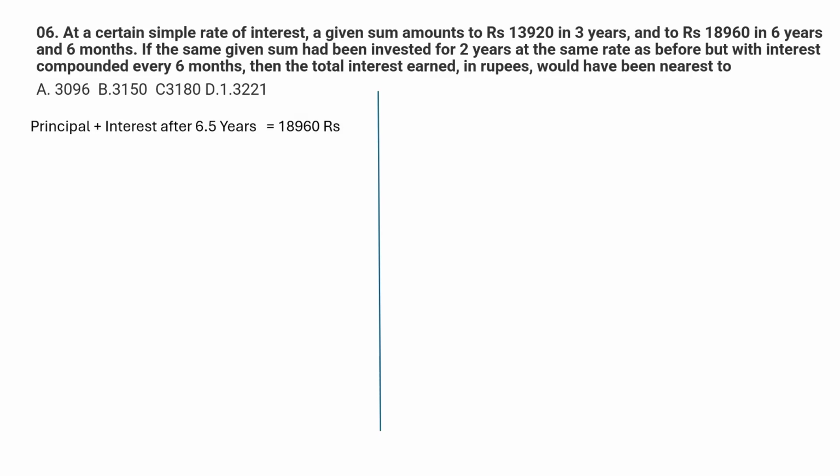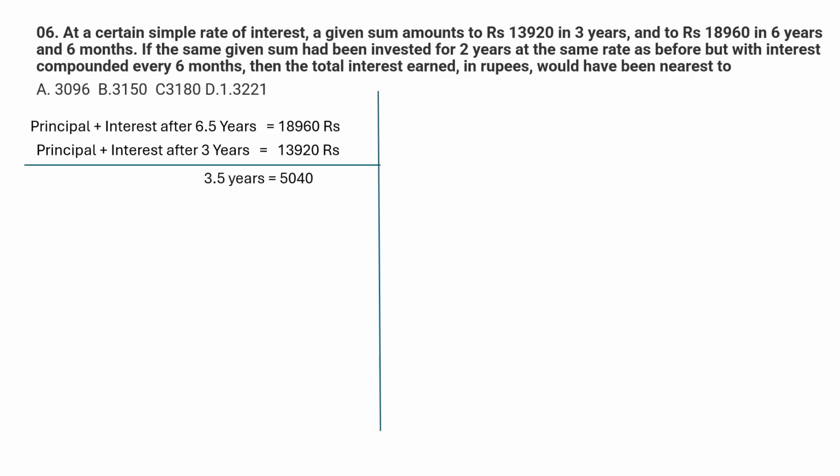Principal plus interest after 6.5 years is 18,960, and principal plus interest after 3 years is 13,920. So this difference comes out to be 5,040. So in 3.5 years, the interest is 5040. When we divide 5040 by 3.5, the annual interest earned is 1440.